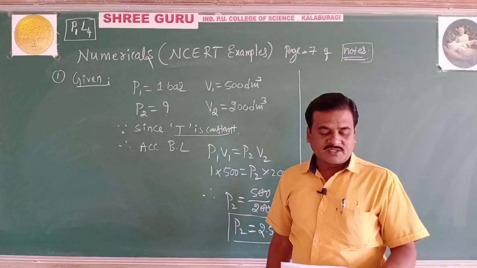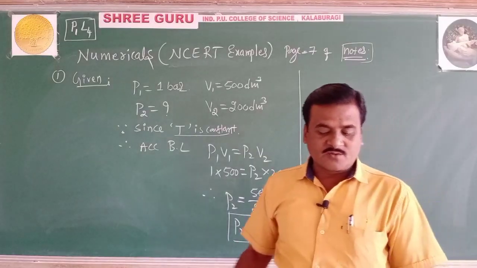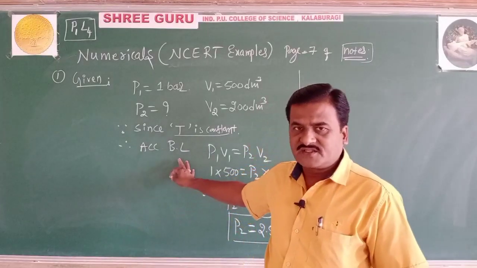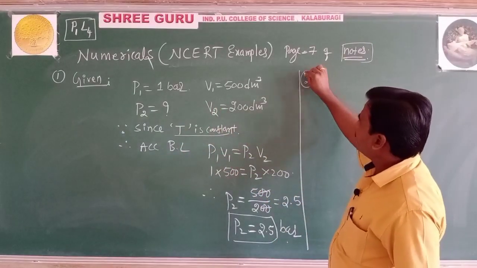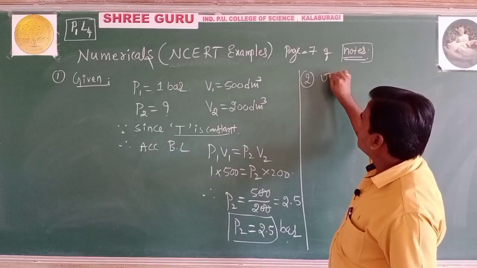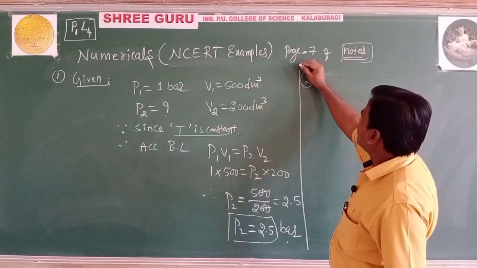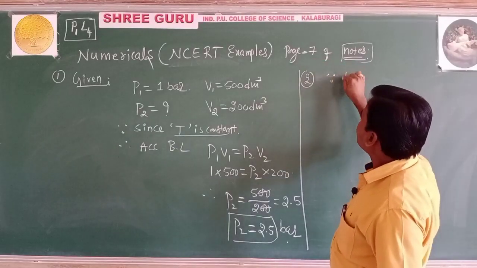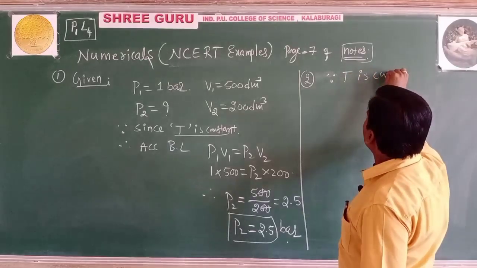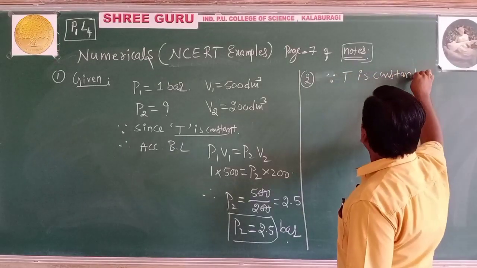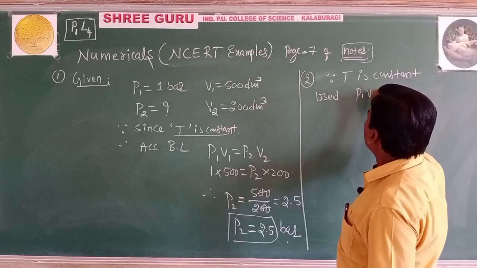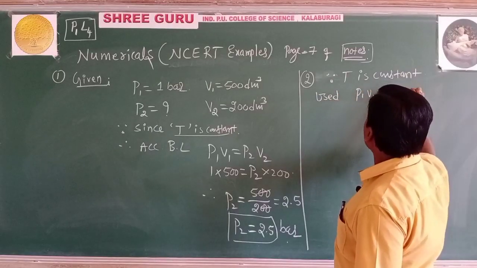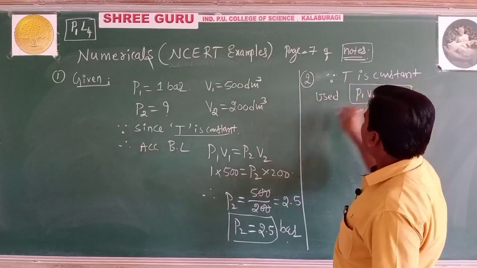Third one is for you to apply yourself. For the second problem also, since T is constant, use the equation P1 V1 equals P2 V2, Boyle's law equation. Come on, third.